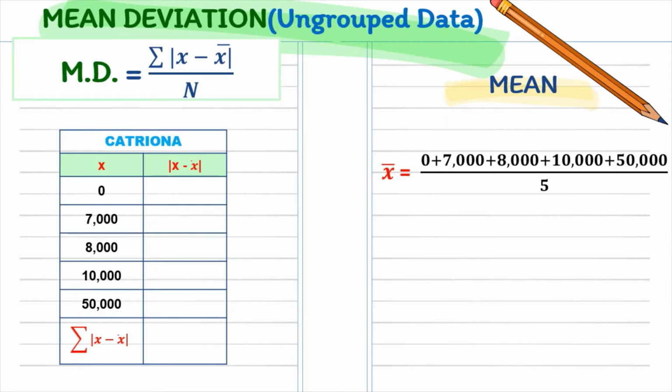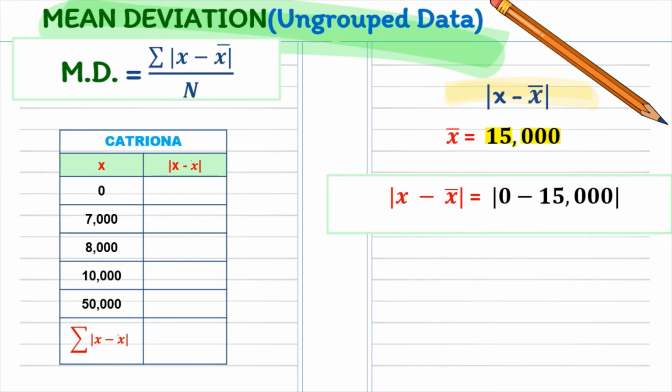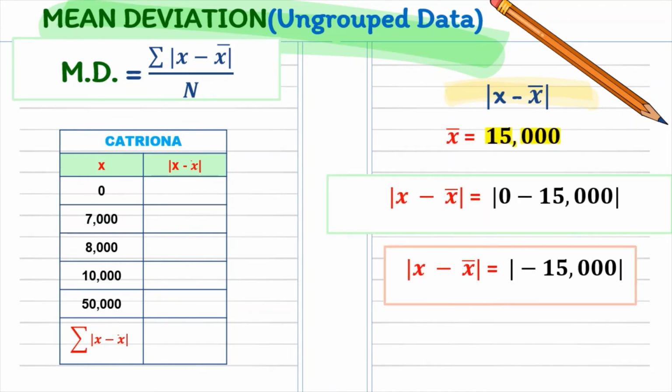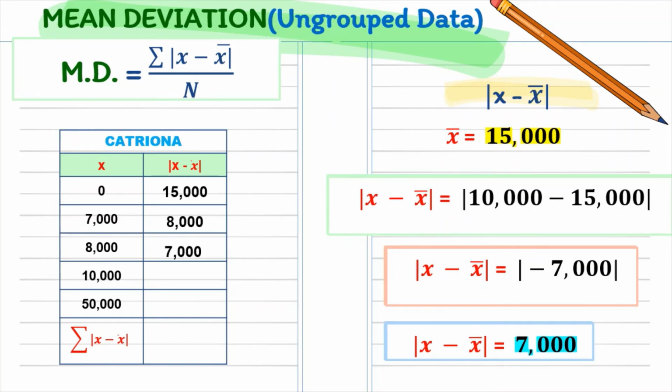So, we will add them all. That is 700,000 divided by 5. So, the mean is 15,000. So, same na ginawa natin kay Pia at saka kay Venus. So, 0 minus 15,000, that is negative 15,000 or 15,000. And then 7,000 minus negative 15,000, that is 8,000. And then 8,000 minus 15,000, that is negative 7,000 to 7,000.